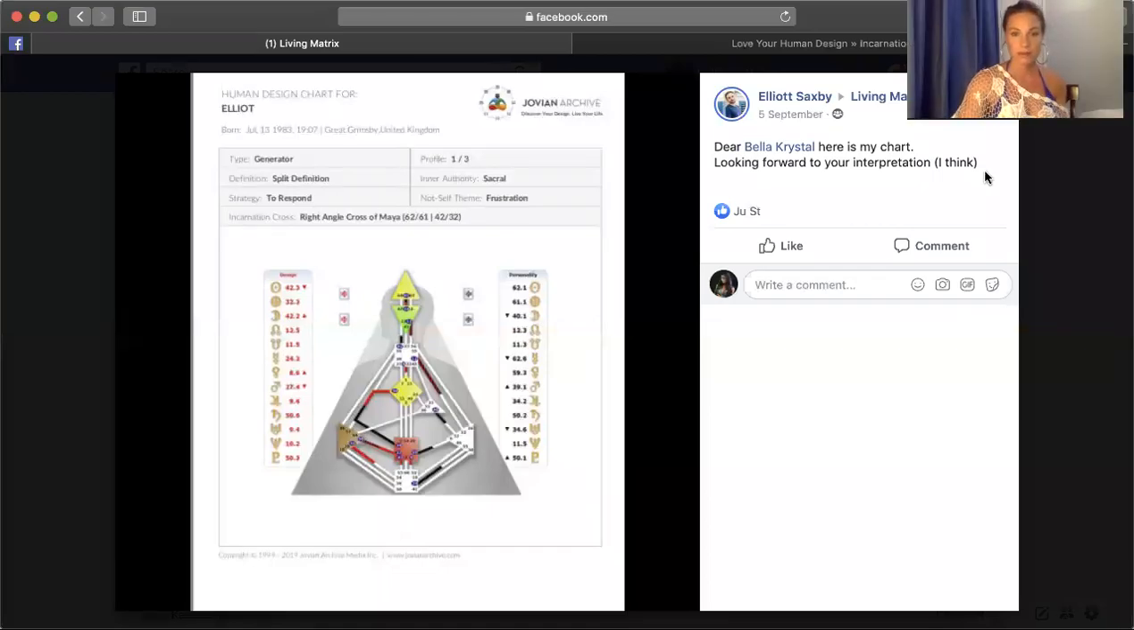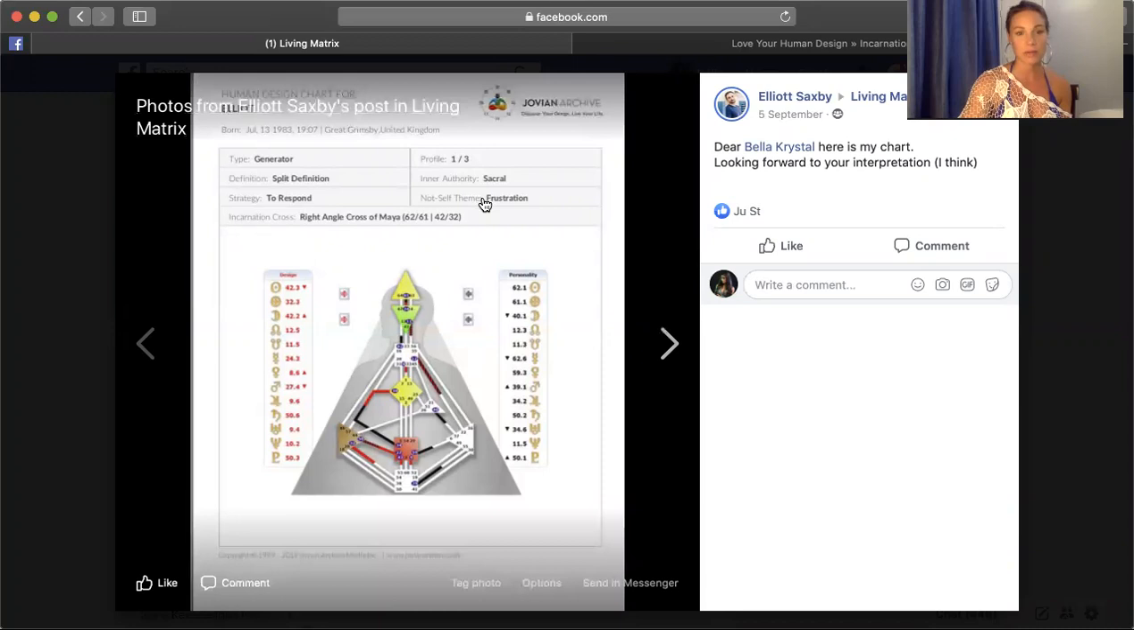So here I wanted to say a little bit about Elliot's chart, human design chart, generator, profile 1-3, split definition, sacral authority, and the cross of Maya. So when I look at this, I see the split. That's the first thing I see. I see it's a generator that is here to work, to function from the sacral center, responding to life.